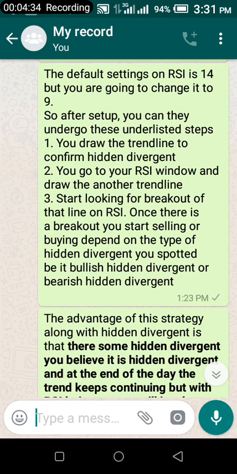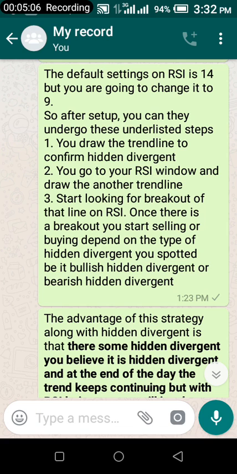After the setup, you can then undergo these listed steps. This is the step we are going to follow. Number one is that you have to draw the trend line to confirm hidden divergence. You know what I did in my last video in order to get the hidden divergence. You go to the chart, check if it is an uptrend, see if you can spot a higher high and higher low. Then you go to the stochastic window to see if you can get a lower high like that. I'm still going to show you.